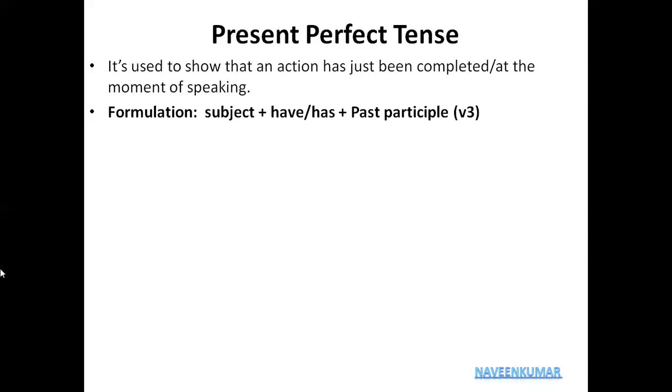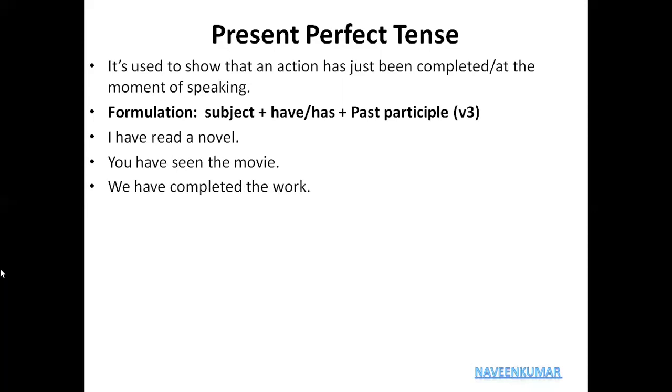Remember, in all the perfect tenses, the verb should be in its third form, that is past participle form. Whether it is present perfect, past perfect, or future perfect, the verb will be in its third form, V3 form, that is past participle form. So let's see a few examples of present perfect tense. I have read a novel. You have seen the movie. We have completed the work.